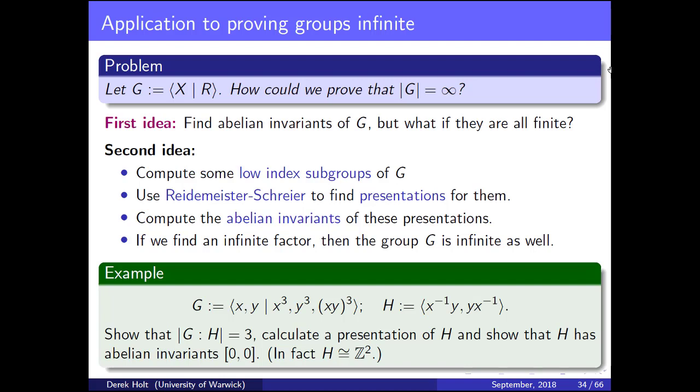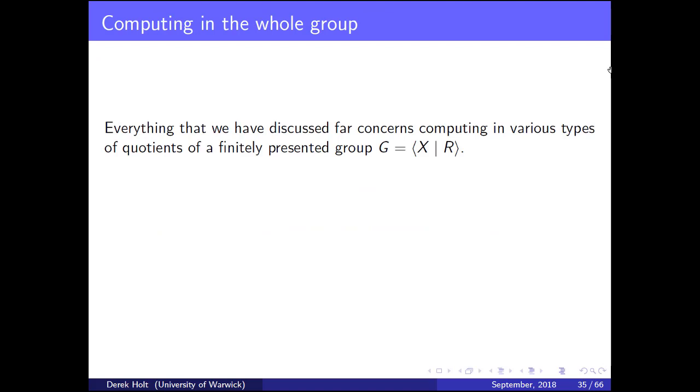Okay, so in a sense, that ends the first half. I've given three lectures, but the topics divide more naturally into two halves rather than three thirds. So I've sort of finished the first half of the talk. The first half has been basically, you could sum it all up as calculating various types of quotients of a finitely presented group. We started off with the easy ones, abelian group quotients.